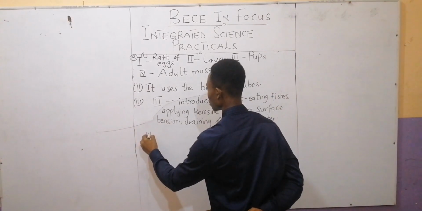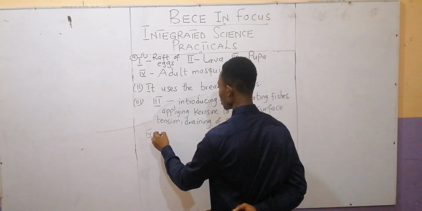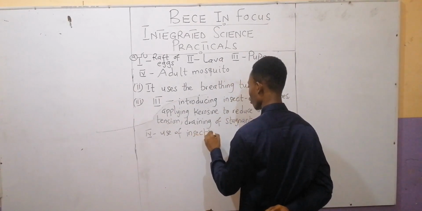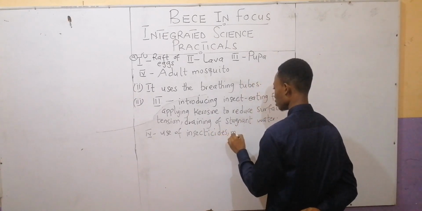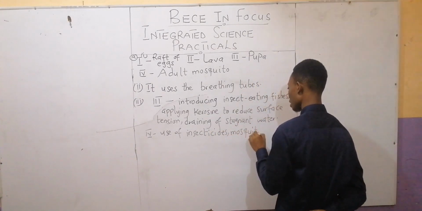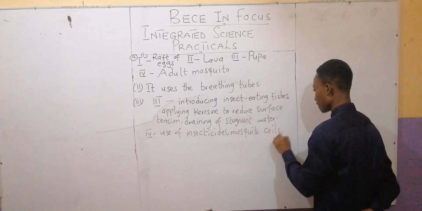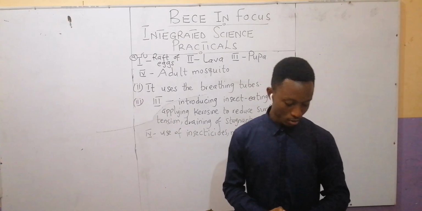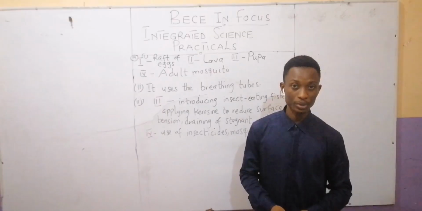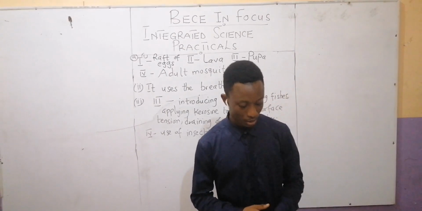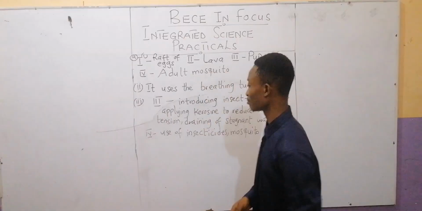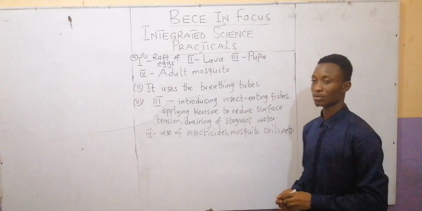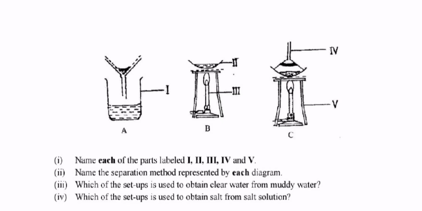Now let's go to IV, the adult. How can we control it? You can control it by the use of insecticides. The use of mosquito coils is also not left out. We can also use spray or the insecticides. And then we can also sleep under treated mosquito nets. Also talk about clearing weeds and the like. Now let's go to the next question.